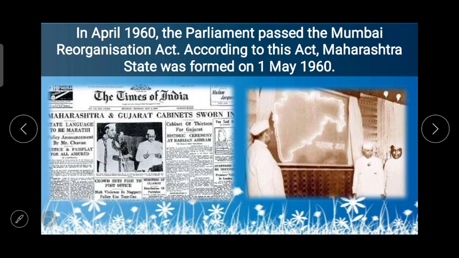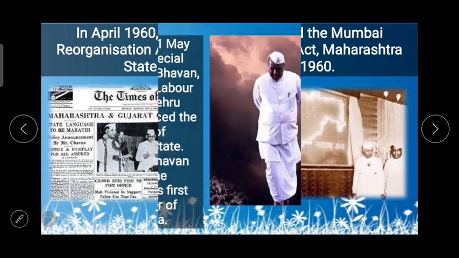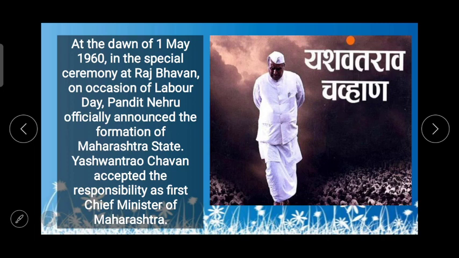In April 1960, the Parliament passed the Mumbai Reorganization Act, and according to this act, Maharashtra state was formed on 1st May 1960. On the screen you can see the images of the time, which are nothing but the sources of history, giving us exact and authentic information of that period. At the dawn of 1st May 1960, in the special ceremony at Raj Bhavan on the occasion of Labor Day, 1st May is Labor Day, कामगार दिवस मनाया जाता है ये. So on that day, Pandit Nehru officially announced the formation of Maharashtra state.